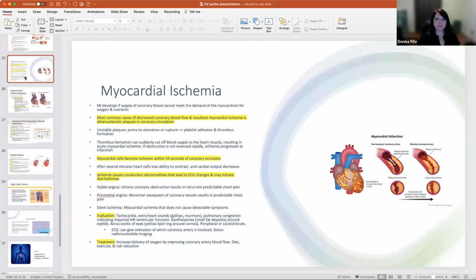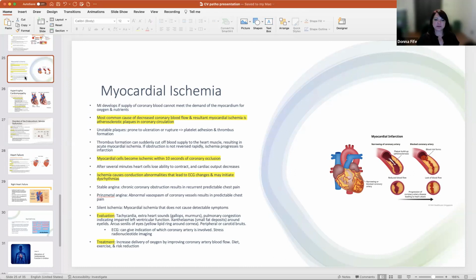Myocardial ischemia develops if the supply of coronary blood cannot meet the demands of the myocardium for oxygen and nutrients. The most common cause of decreased coronary blood flow and resultant myocardial ischemia is atherosclerotic plaques in the coronary circulation. These unstable plaques are prone to ulceration or rupture, which leads to platelet adhesion and thrombus formation. Thrombus formation can suddenly cut off blood supply to the heart muscle, resulting in acute myocardial ischemia. And if obstruction is not reversed rapidly, the ischemia progresses to infarction.